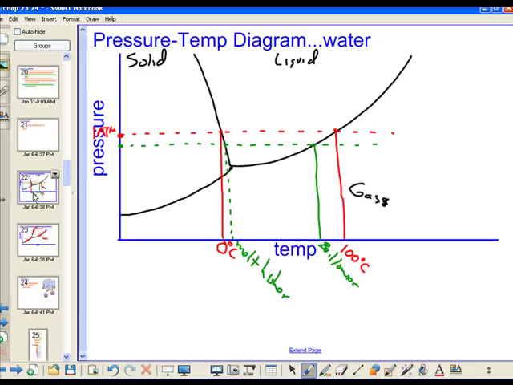But notice, if you have solid water, and you put it under enough pressure, it becomes a liquid. And that's that regelation process. Water is unique. Water is the only thing that does that. All other substances, when you put a solid under pressure, it just becomes more solid. But again, unique property of water.